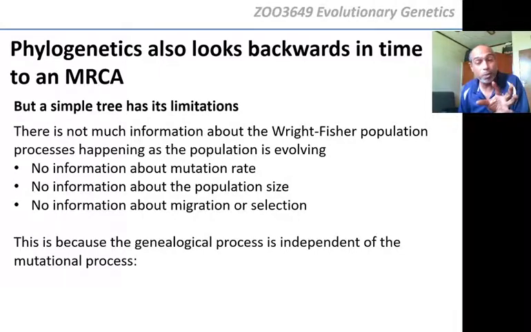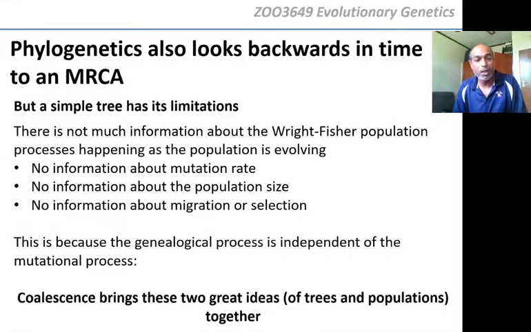All right? So a simple phylogenetic tree using likelihood or Bayesian has its limitations, okay? Because the genealogical process that it recreates is independent of the mutational process. But we want to bring both the genealogical branching process of trees together with the mutational process and the allele frequencies of populations. We want to bring these two great ideas together into one framework. Okay? So coalescence, the coalescent framework, is what brings these two great ideas together: the idea of trees, which we've been discussing for these last lectures, and the idea of populations, which we discussed in the 3rd section of the module.